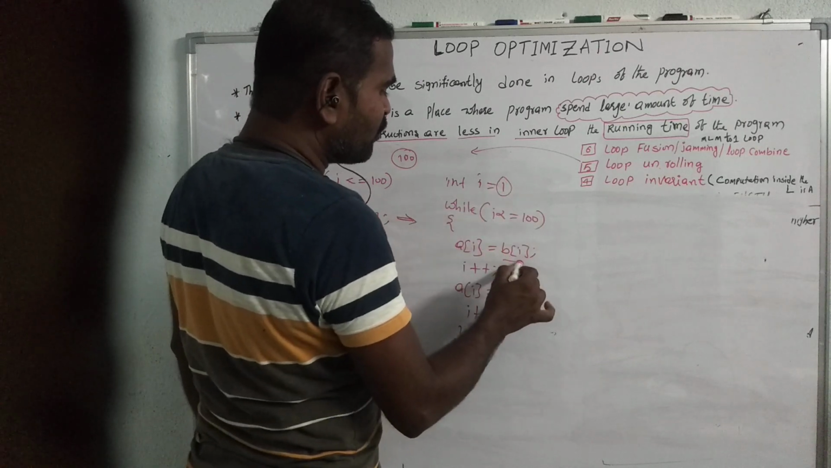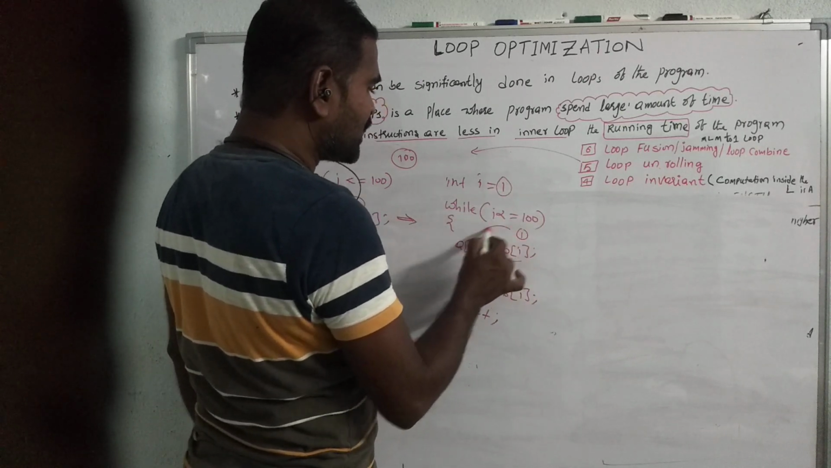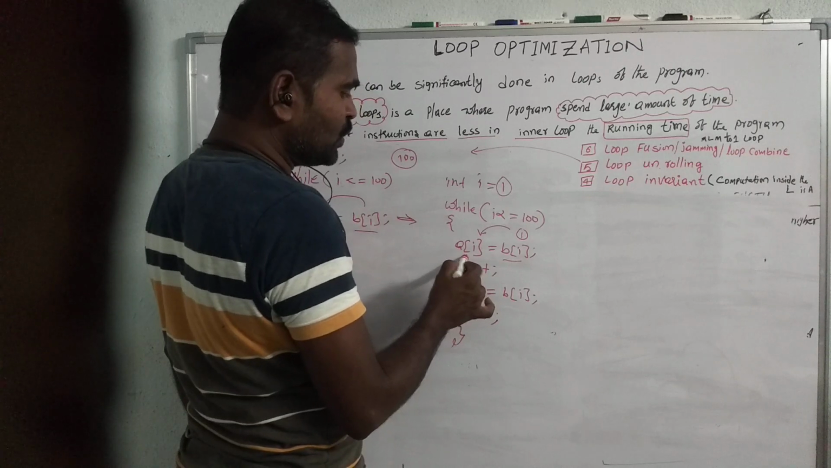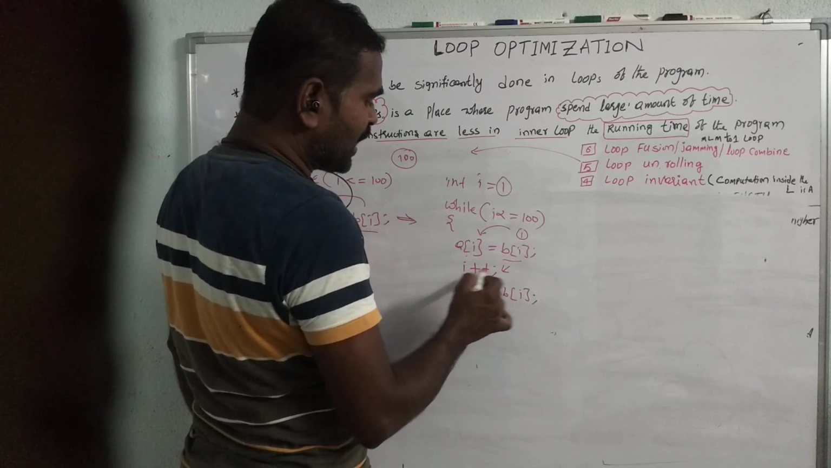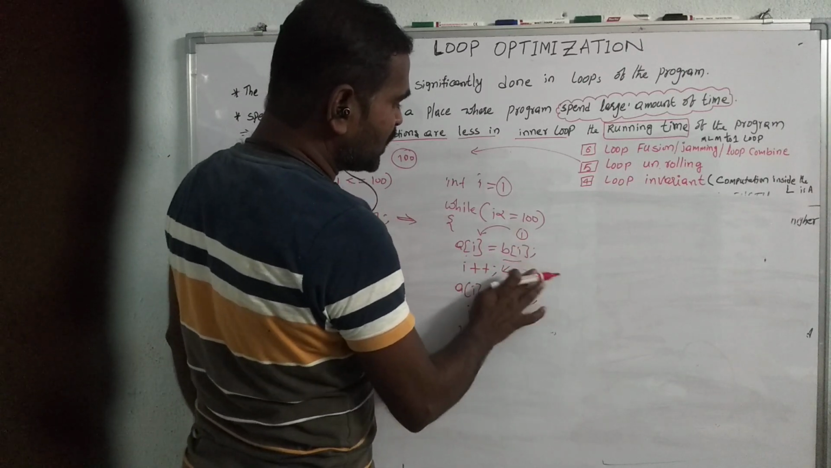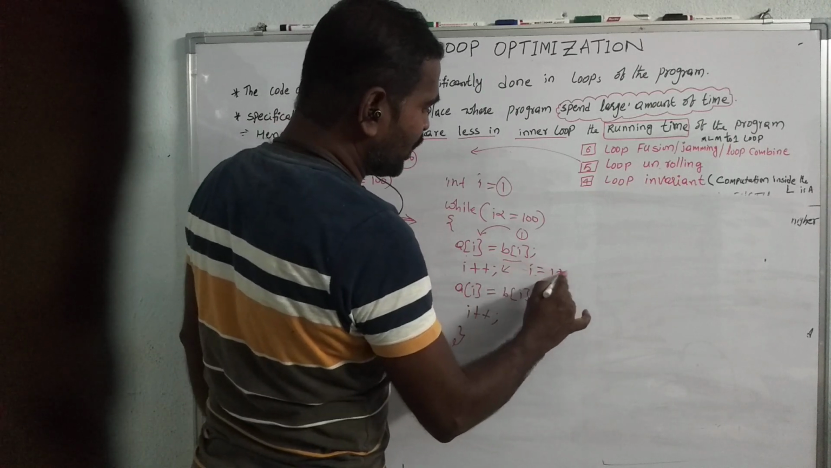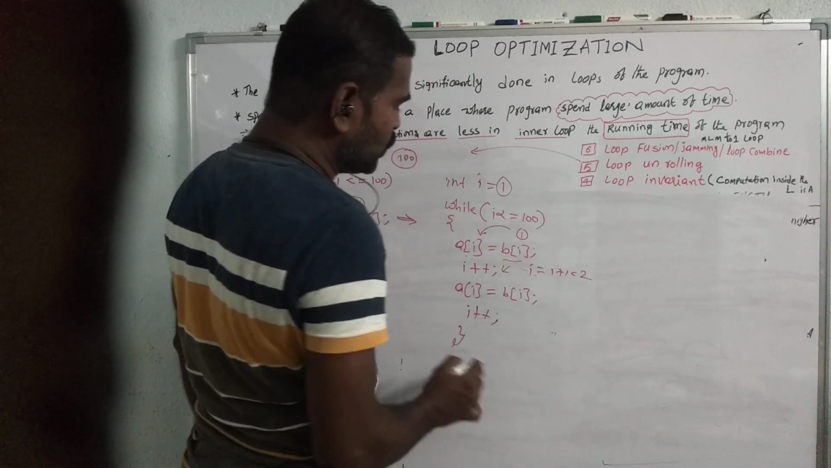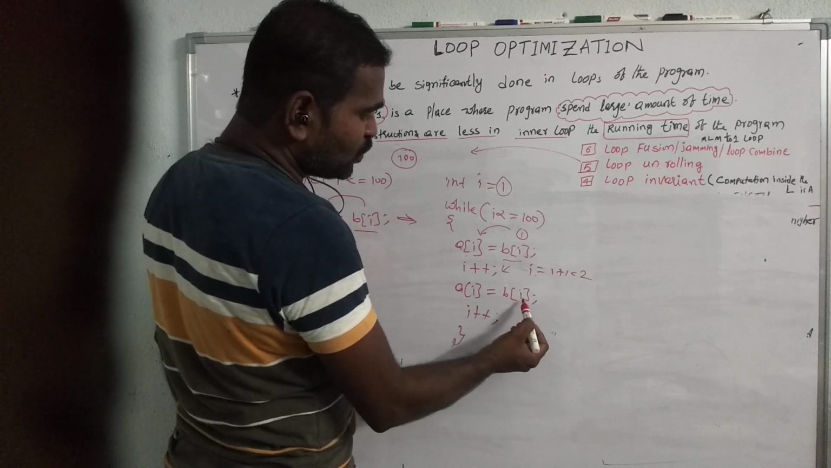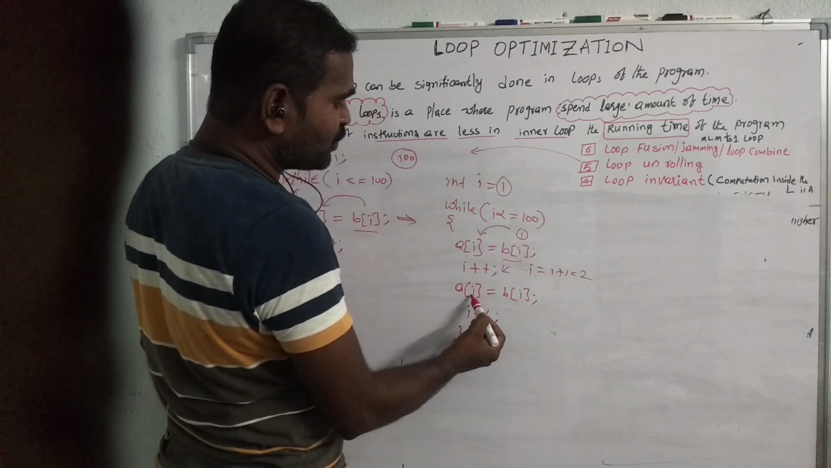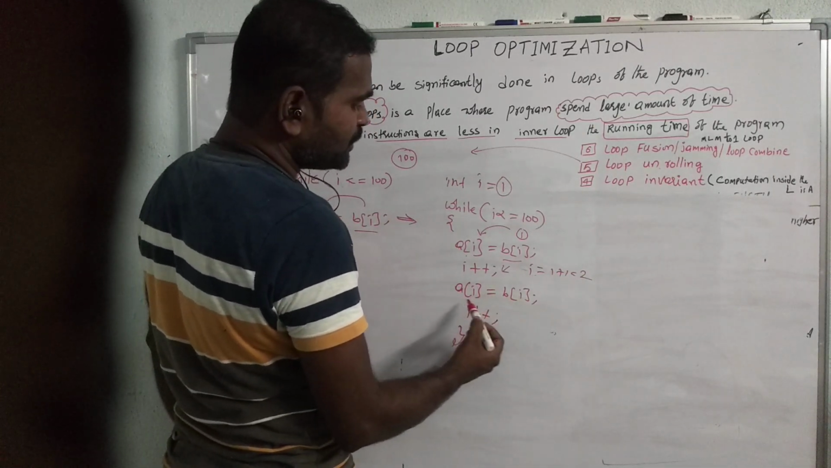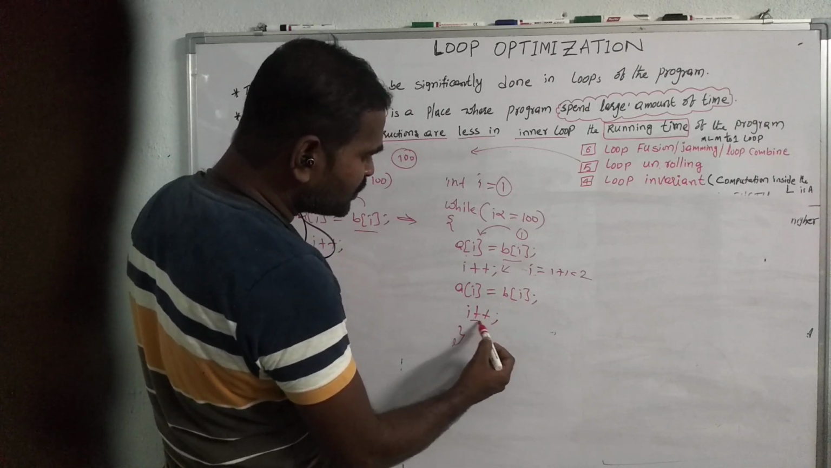So b of 1 is assigned to a of 1. After that, this particular I value is increased by 1, so here I equals 1 plus 1, that is 2. With I value 2, b of 2 is assigned to a of 2. Now again the I value is increased by 1.